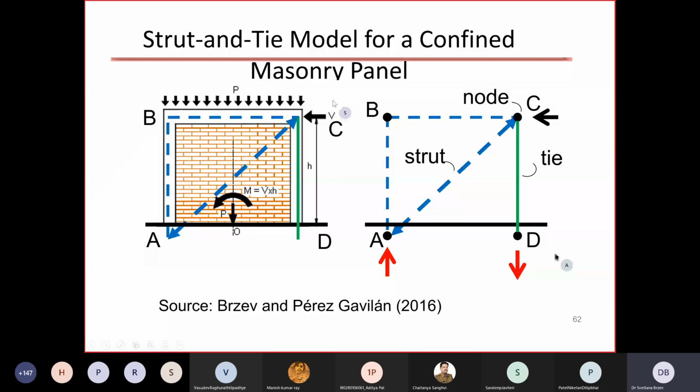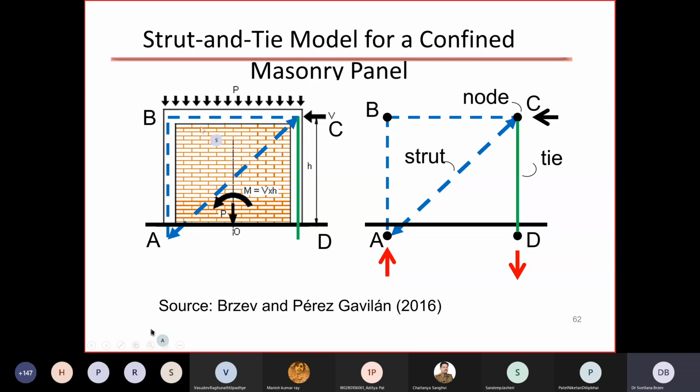The other method or model is the strut and tie model, where a confined masonry wall is modeled as a truss. On the left-hand side, you can see an actual confined masonry wall, and on the right-hand side, you can see a truss. The truss members are clearly those tie columns, and you can see on the left-hand side the tie columns shown with blue dashed lines, and on the right-hand side you see the tie columns shown with green solid lines. So why are they shown differently? Because due to seismic loading, let's say acting from left to right, this right tie column would be subjected to tension, and it is the so-called tie.